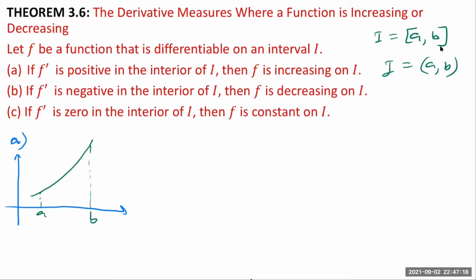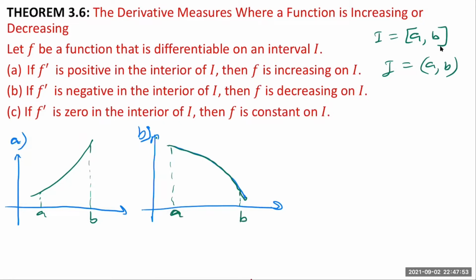And let's look at the second part. Let's try to provide an example for the second part. If f prime is negative in the interior of I, then f is decreasing on I. Here is an example. Part B, f prime is negative means you should have a graph like this, on the interval a comma b. My interval a comma b is what I denote by I. I is equal to a comma b, either closed interval or the open interval.